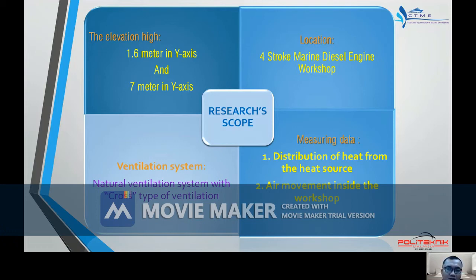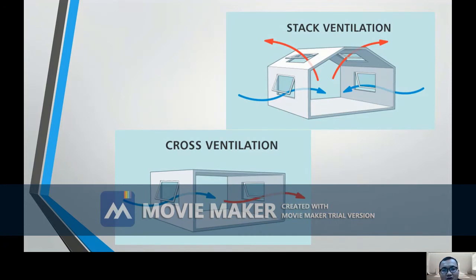The location is a 4-stroke military engine workshop. The ventilation system is natural ventilation with a cross type of ventilation. The measuring data is the distribution of heat from the heat source and the air movement inside the workshop. So this is the cross ventilation system that applies in my workshop, by referring to the picture below.